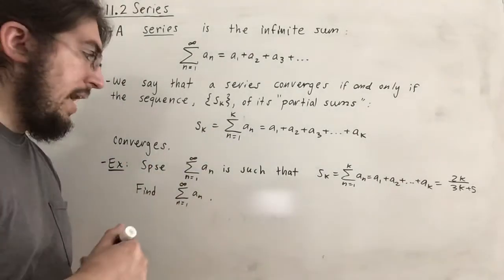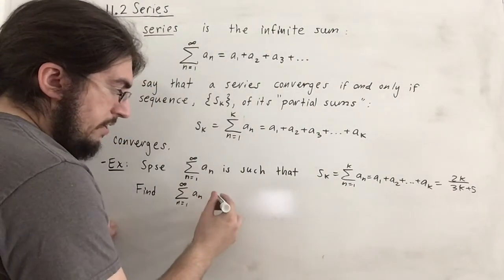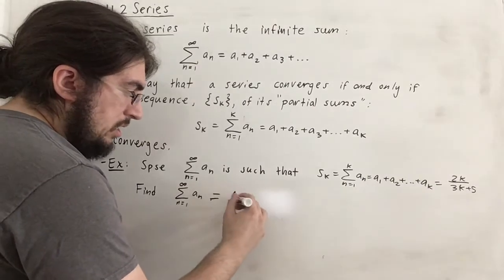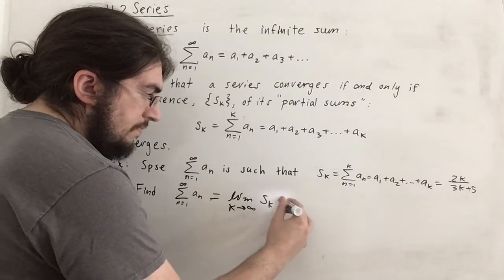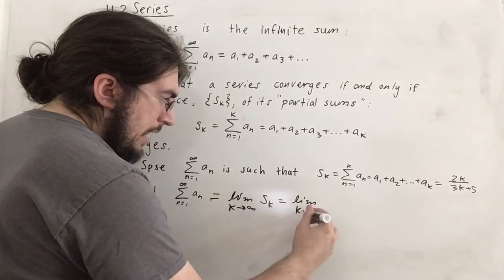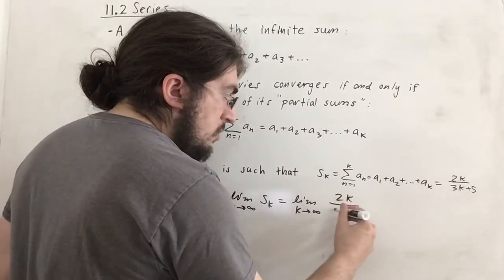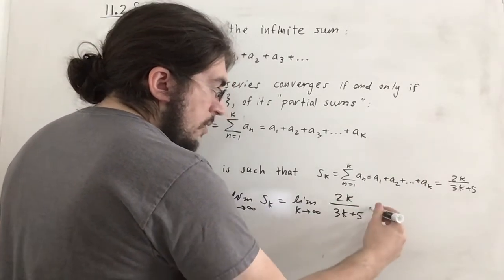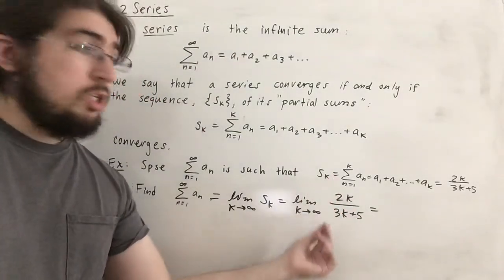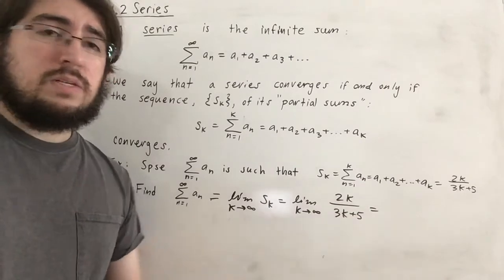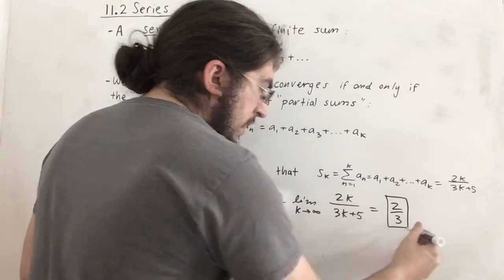So now that we have that, this sum is just the limit as k goes to infinity of s sub k. And since the actual explicit form for s sub k is given to us, 2k over 3k plus 5, we can just find the limit of this however you like. If you want to divide everything by k, you'll get 2 over 3 plus 5 over k. 5 over k will go to 0, so it's just 2 over 3. It's one way of doing it.